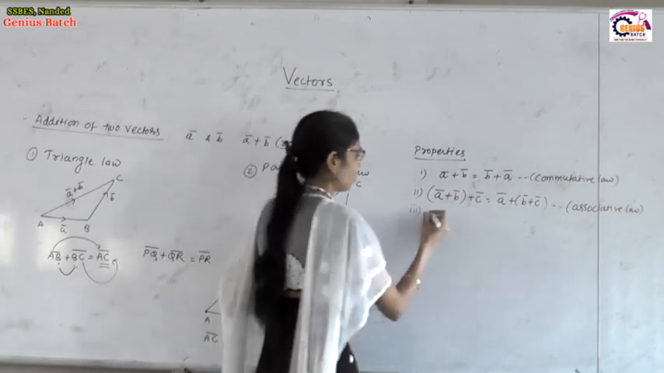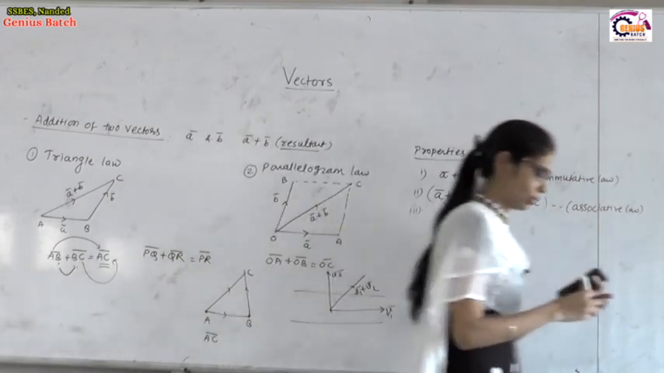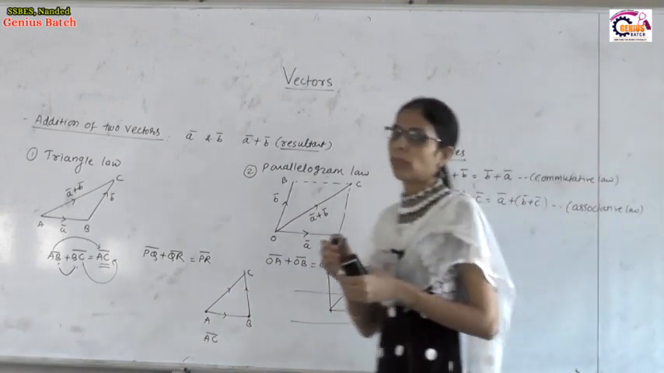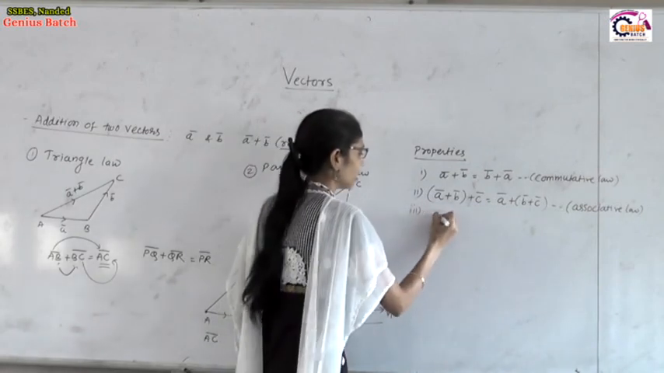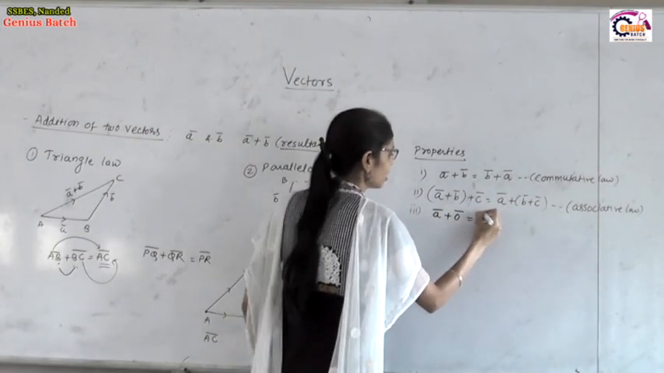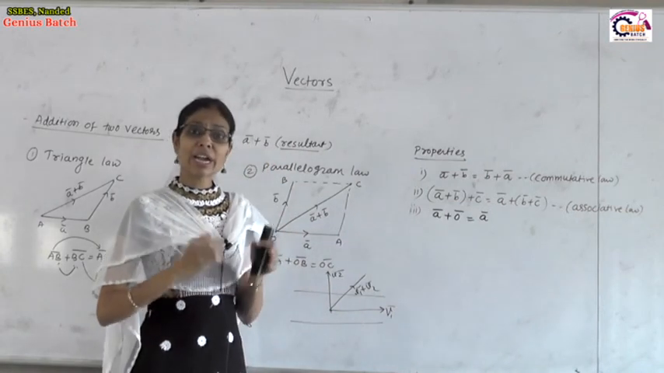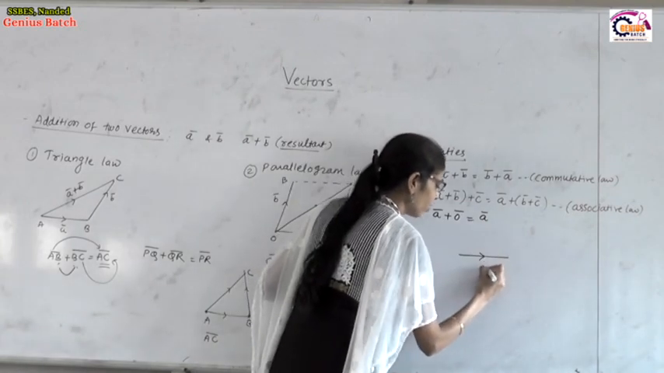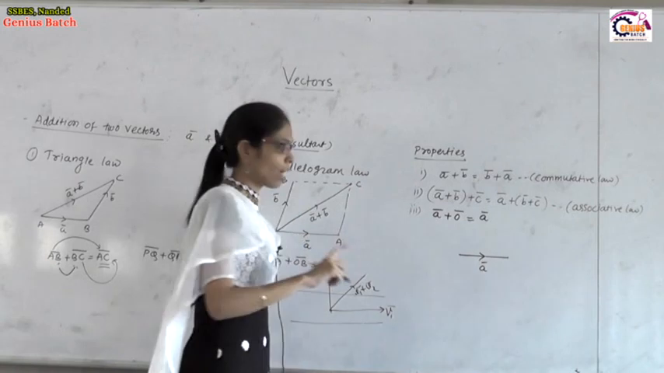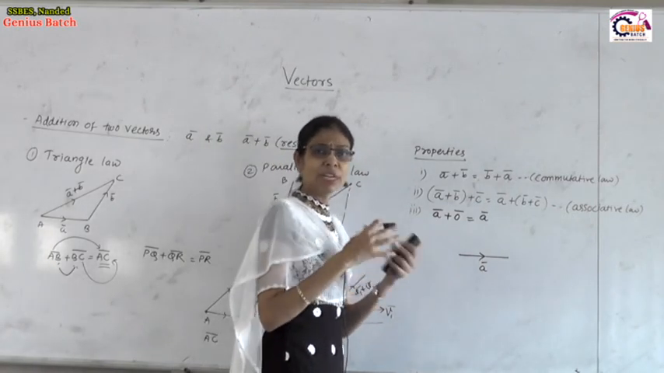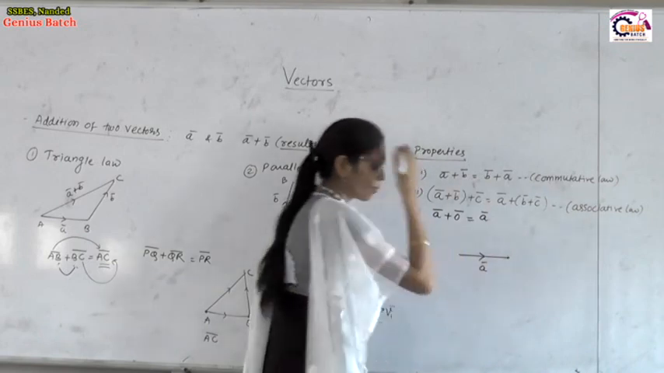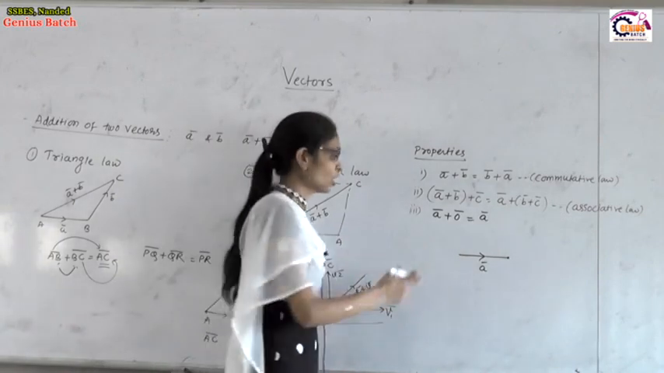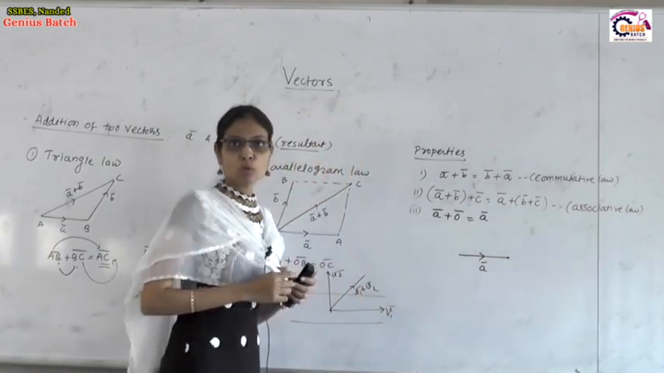The third law is vector A plus 0 vector is equal to vector A. So if you are adding 0 vector to any vector, you will get the same vector. See, this is vector A given to you, and you know that 0 vector has magnitude 0 and its direction can be considered in any direction. So this is 0 vector added to it. Do you get any change in it? No, so the vector remains as it is. So vector A plus 0 vector is equal to vector A.